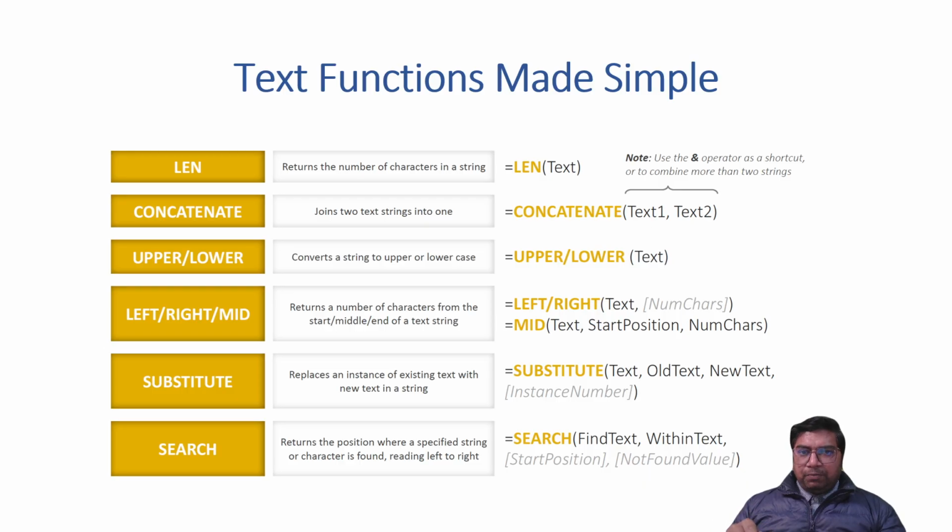Next are LOWER and UPPER, which simply convert the string to upper and lower case. And then RIGHT, LEFT and MID. These basically return a number of characters from the start, end, and middle of the text string. The formula is very simple. LEFT and RIGHT have the same formula: text and the number of characters. MID is simply the text, the starting position, and the number of characters.